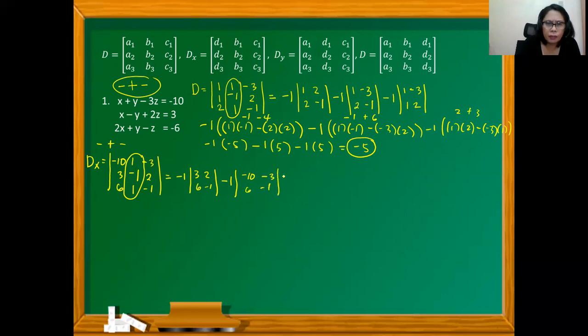And then minus the third element 1 times its minor. So this will be removed and this. So there remains negative 10, negative 3, and then 3, 2.